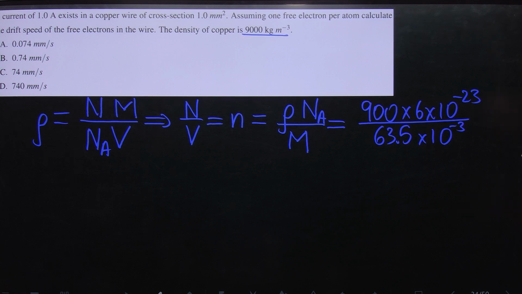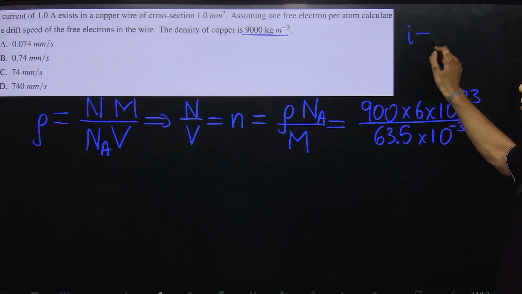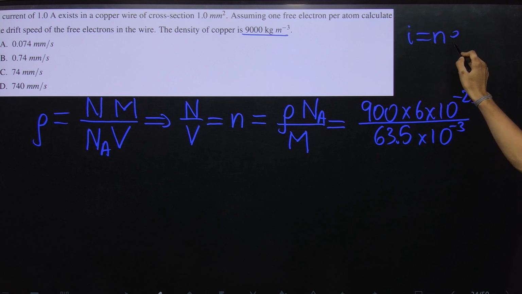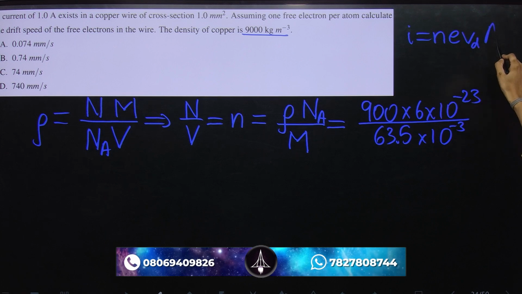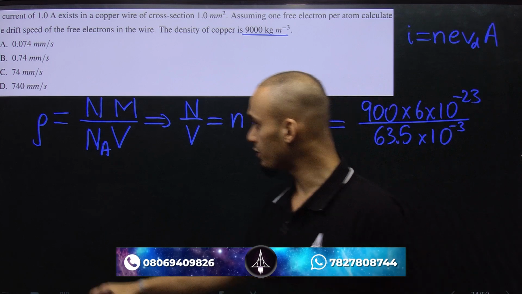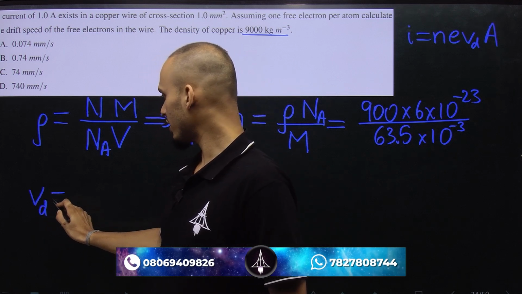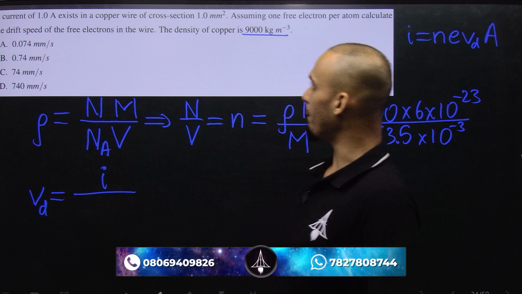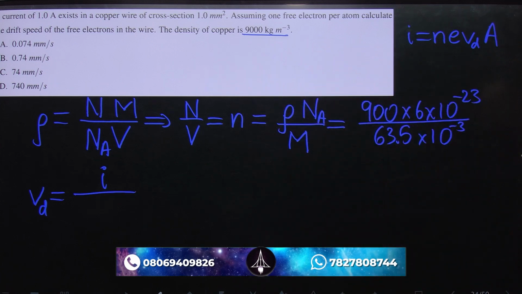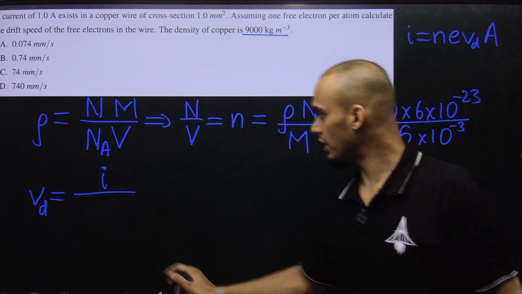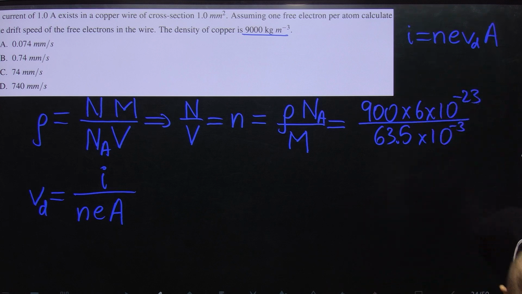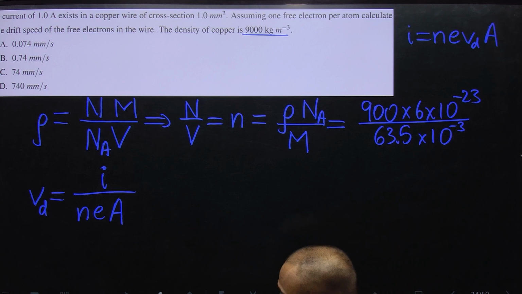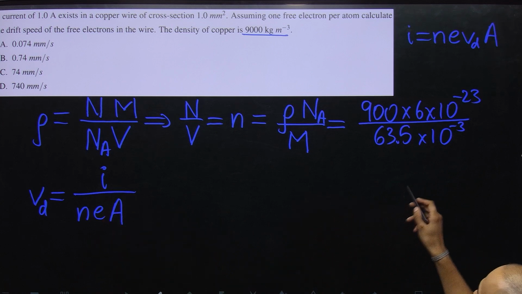Now we know the expression for current also. Current is equal to number density of charge carriers into charge on each carrier into drift speed into the area of cross section. So we can write the drift speed in terms of the current, which is just 1 ampere, so we can just write 1 anyway, into number density into charge upon cross section area. We can write the velocity of electrons. Now we know 1 upon n, the exact value is this.